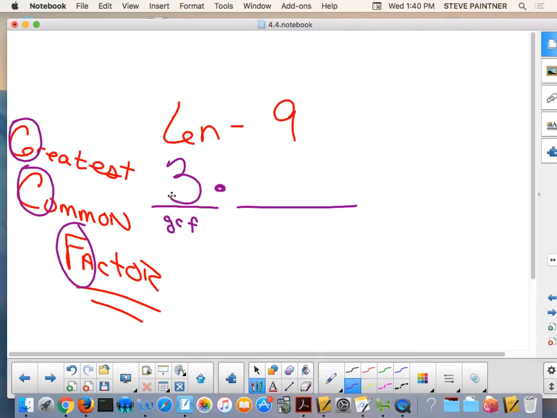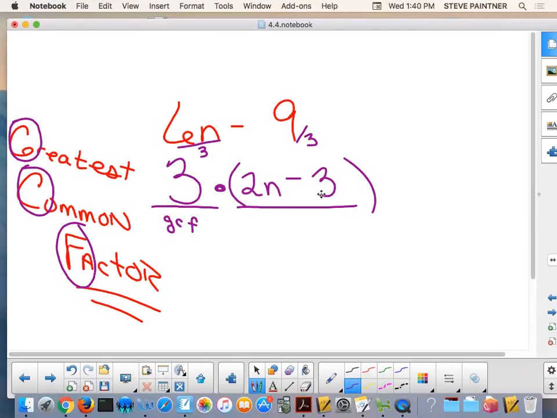Okay, ready? Take out a 3. When you take out a 3, you need to tell me 3 times what is 6n minus 9. When you take out a GCF, it's like division. You're dividing it out. So you just divide everything by 3. 6n divided by 3 makes 2n, minus 3.